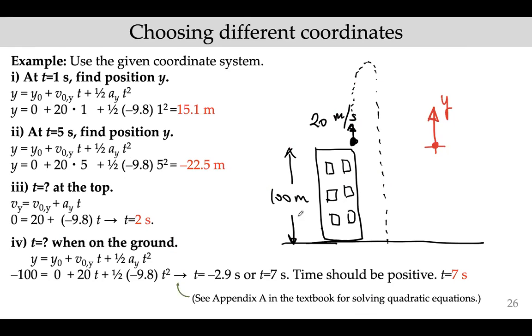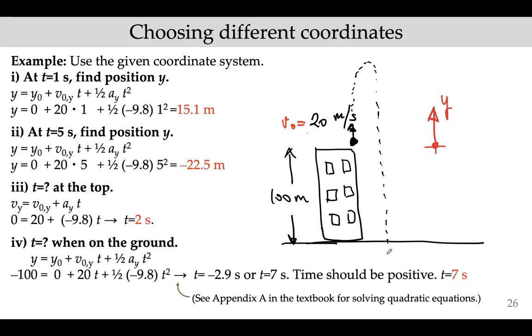Okay, this is our final example. So the problem is you have a building like this, and the height of the building is 100 meters, and you throw some ball in the upward direction with initial velocity v0, 20 meters per second. So this is the physics, right? So the physics is this, and that's the problem.